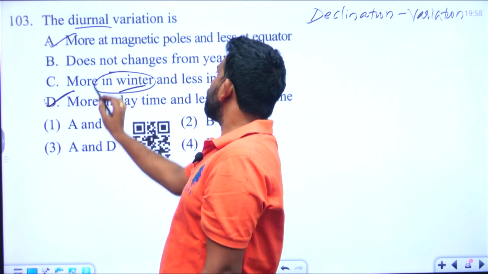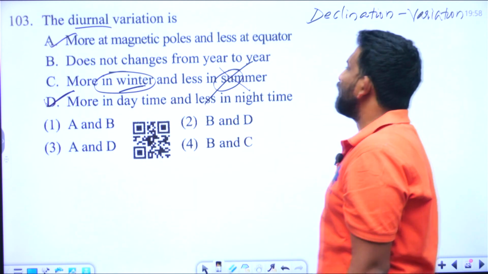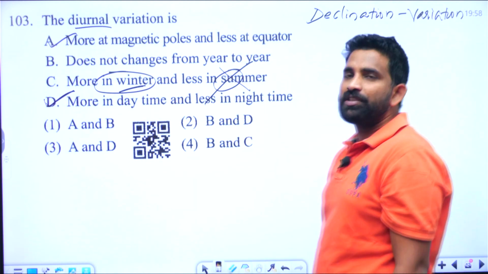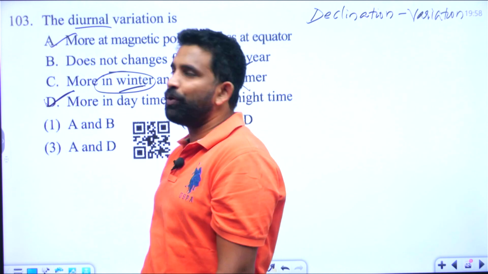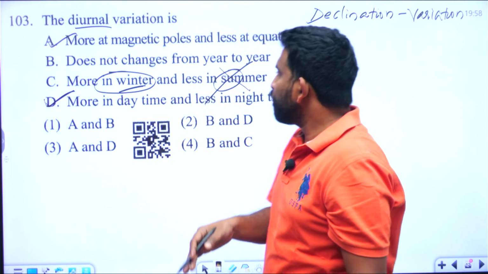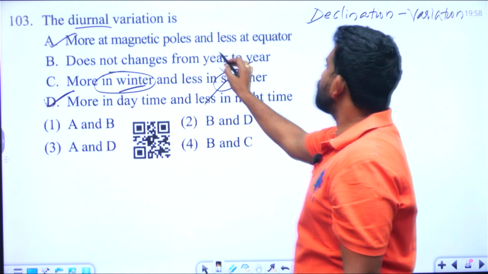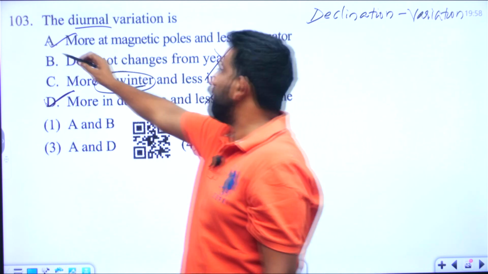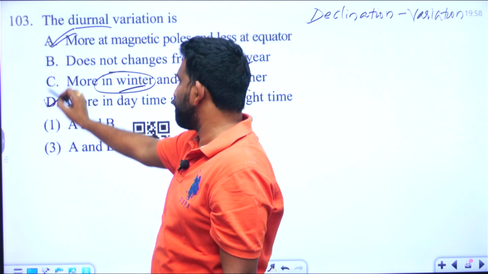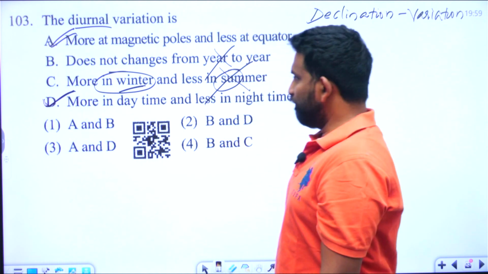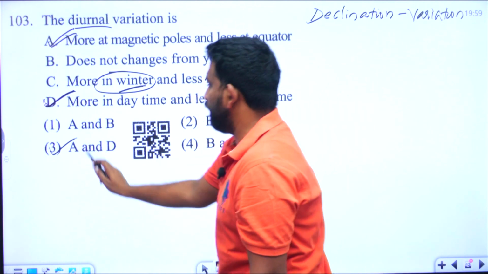Okay, diurnal variation does not change from year to year, because diurnal variation we take for the days. So obviously it does not change from year to year. So the clear answer for this third question will be A and D. So you can go directly with A and D.